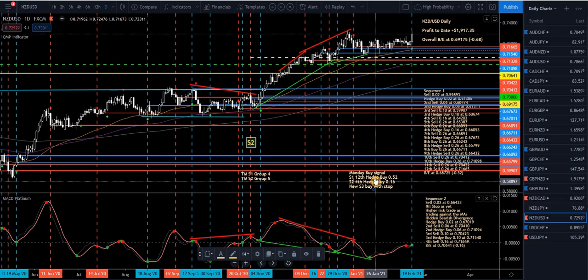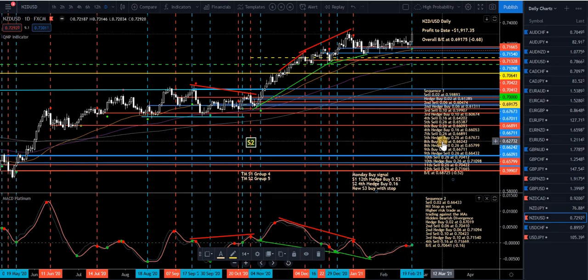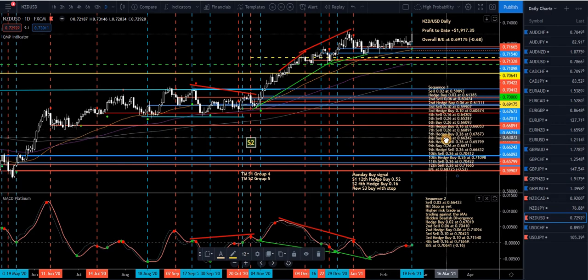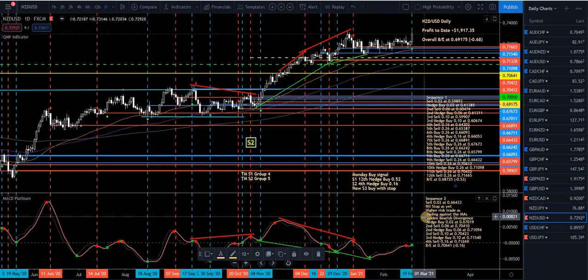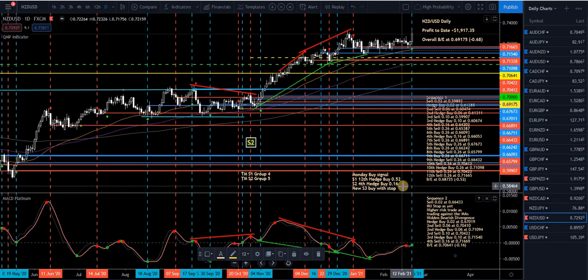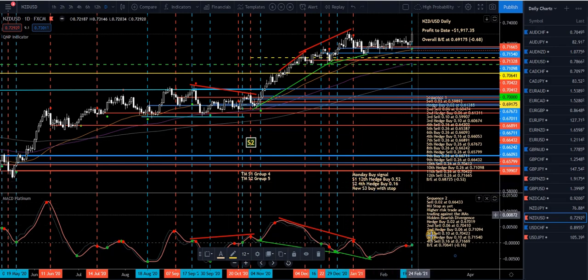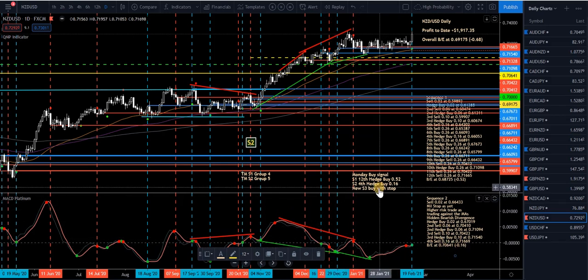On Monday, we've got a buy signal. So what I'm going to do is take a 12th hedge buy because this is currently short minus 0.52. So I'm going to take a hedge buy of 5.2 just to hedge that. And I'm going to hedge sequence 2. So I'll take another sequence 2, 4th hedge buy at that position size to hedge that. And I'll take a new sequence 3 buy with a stop in place.